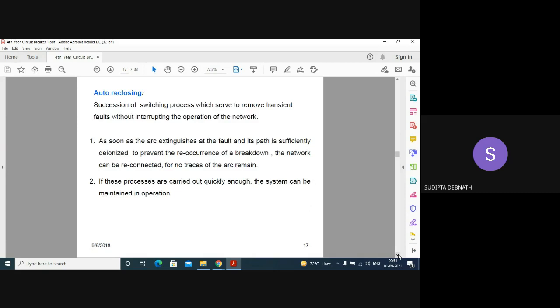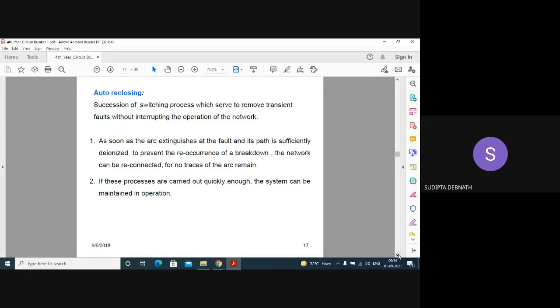Now you must have heard the name autoreclosing. Is it clear, students? Yes, ma'am. Okay. You have heard the term autoreclosing. What is autoreclosing? Suppose a branch of a tree is falling on the lines and two lines get short circuited. What will happen? Momentarily it will sense a fault. But what happens?